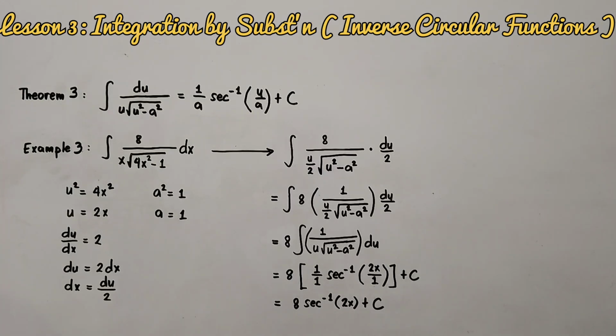Our expression now becomes 8 times the integral of 1 over u times the square root of u squared minus a squared du. Applying the theorem, that is equal to 1 over a, and our a is 1, so 1 over 1, arcsecant u over a. Our u is 2x, our a is 1, so we have 2x over 1 plus c. 1 over 1 is 1, arcsecant 2x over 1 is 2x. Multiply 8 to the expression inside the bracket, that becomes 8 arcsecant 2x plus c.